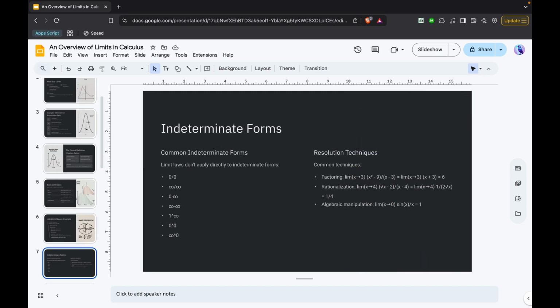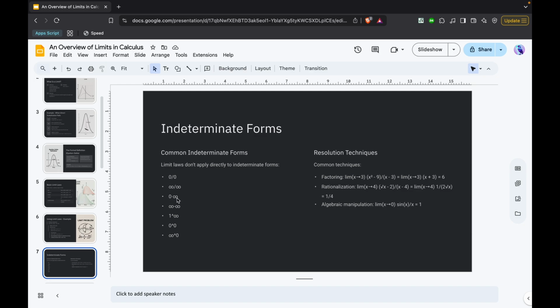There are also things called indeterminate forms. Indeterminate forms are where some of the laws, especially the quotient law, start to break down. What I mean by that is, let's say we have the quotient rule, but it's something over 0, like 0 over 0. Those limit laws don't really apply to these indeterminate forms, and sometimes this means that the direct substitution property doesn't apply, which means that the function is sometimes not continuous.